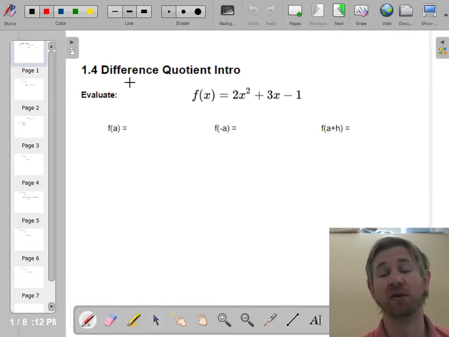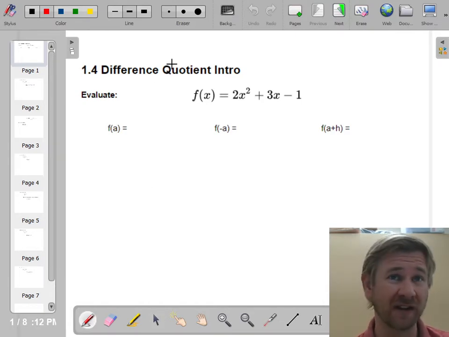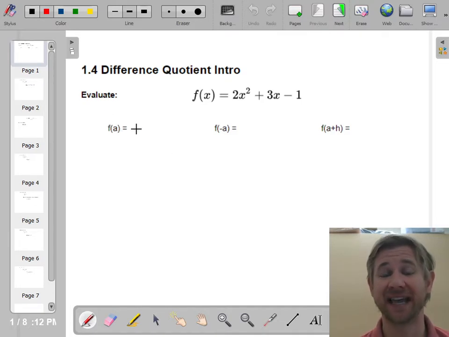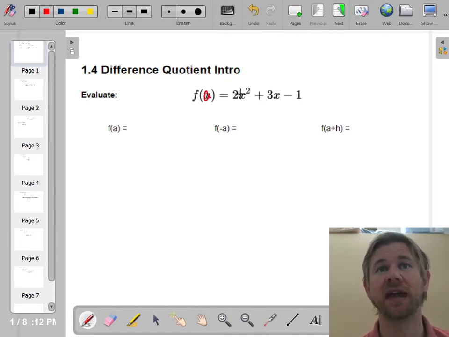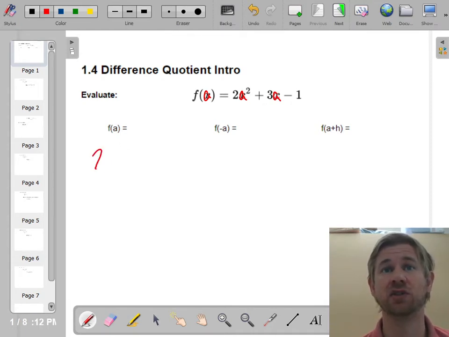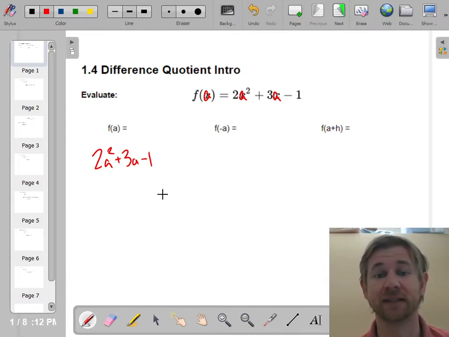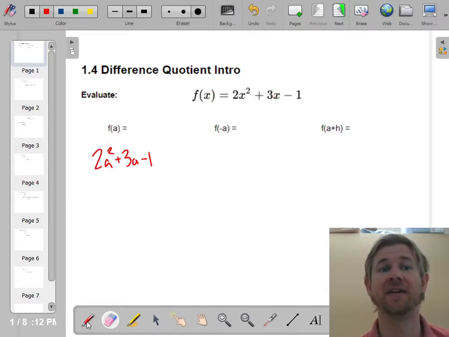So before we do the difference quotient, we're just going to evaluate this function. If I say, what is f of a? That means you're going to plug a in everywhere you see an x. So f of a would be 2a squared plus 3a minus 1. That's it. If I said f of negative a, that's a little trickier.